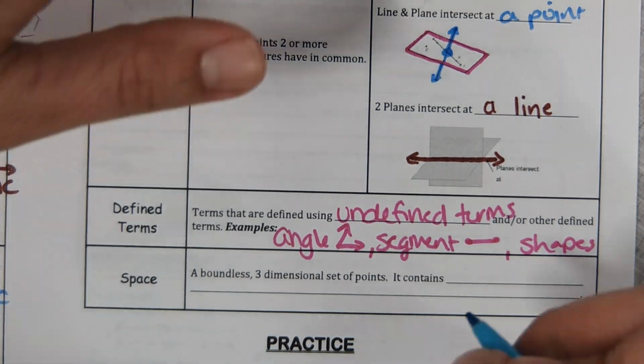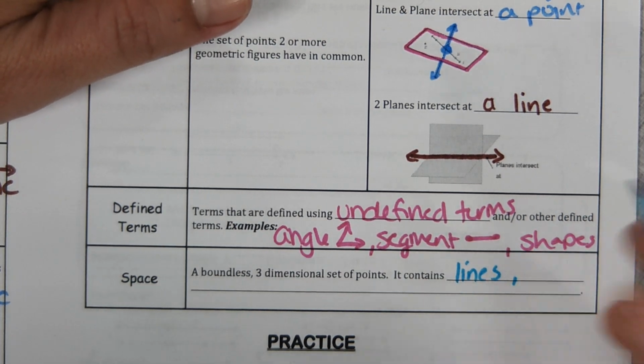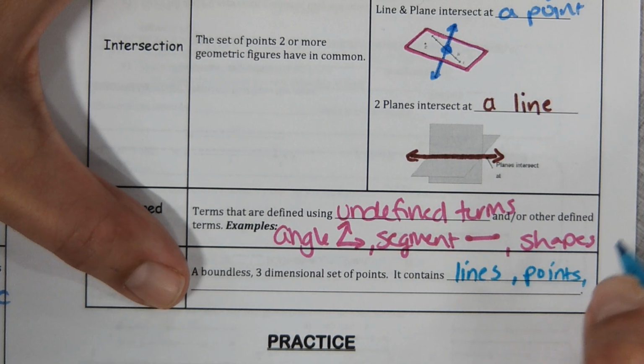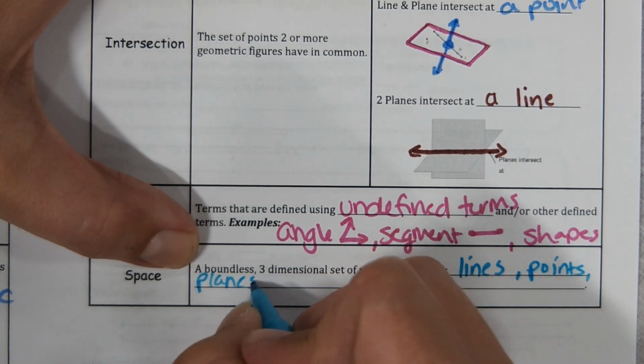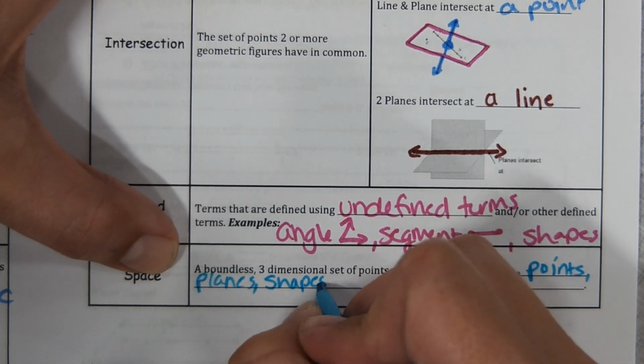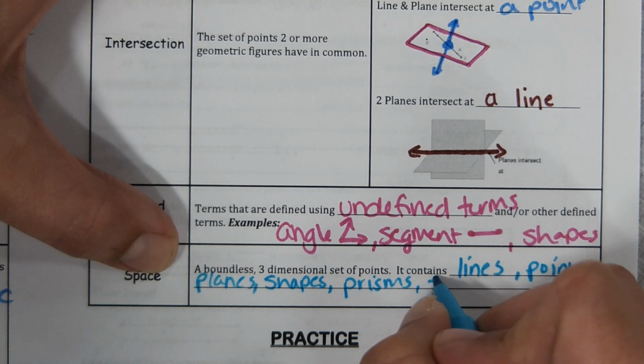It contains everything. Lines, points, planes, see, lines, points, planes, shapes, prisms, which would be like 3D shapes, etc.